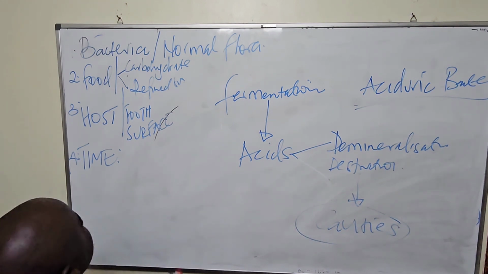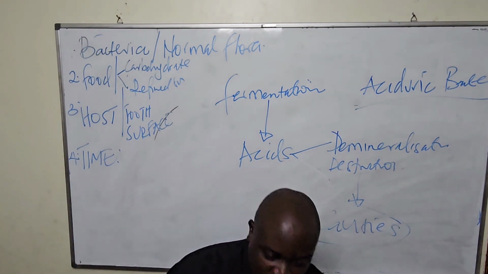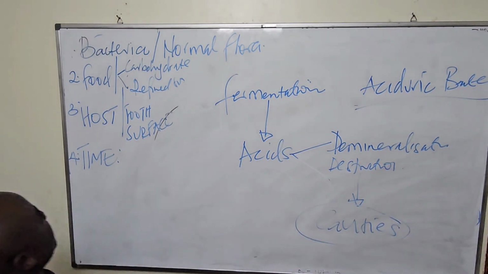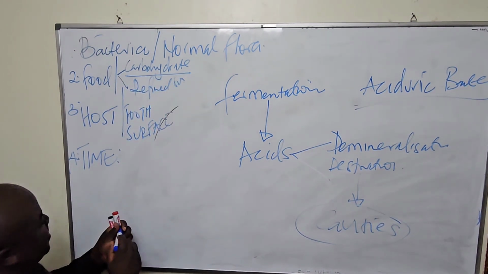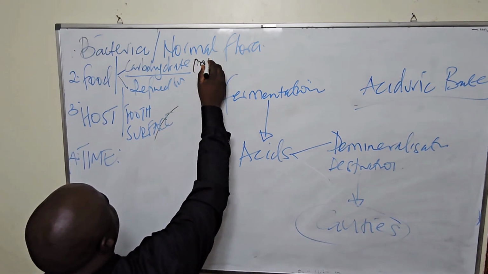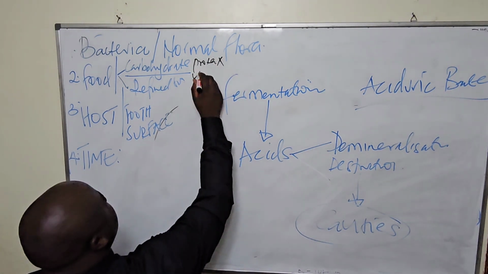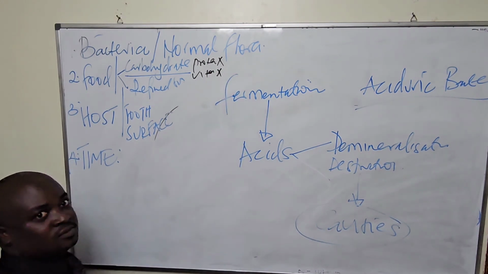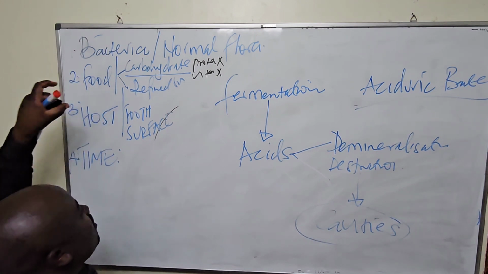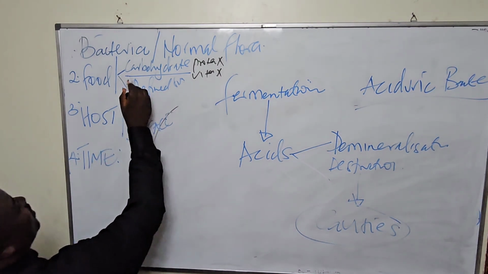Number two is food. When you talk about the food responsible for tooth decay, we are going to talk about usually carbohydrates, because it is these carbohydrates that can be fermented. Once we talk about proteins, no. Vitamins, no. But usually here we are emphasizing the food that is responsible for causing tooth decay. We are saying these are what? Carbohydrates.